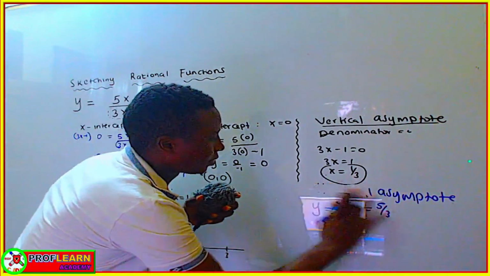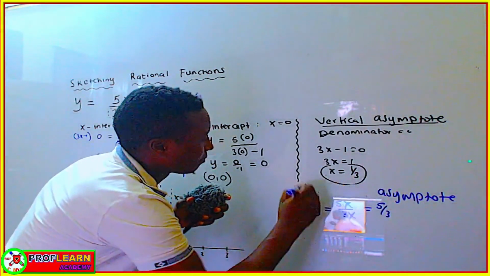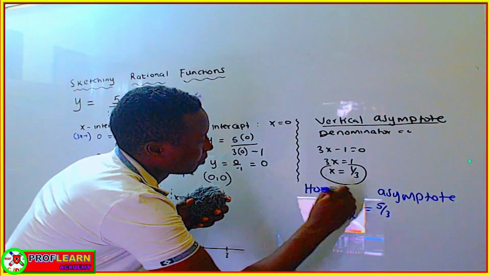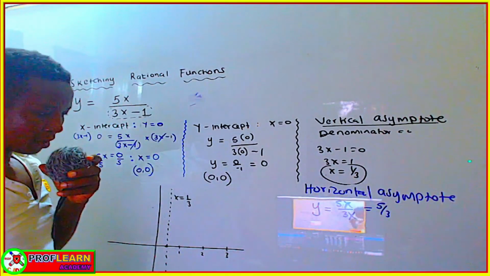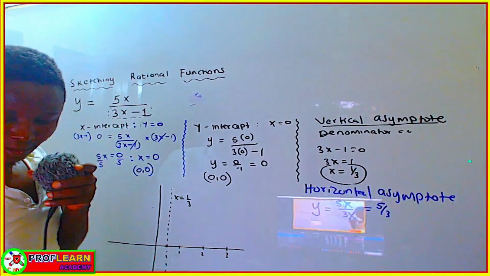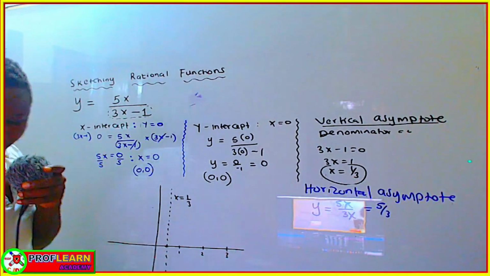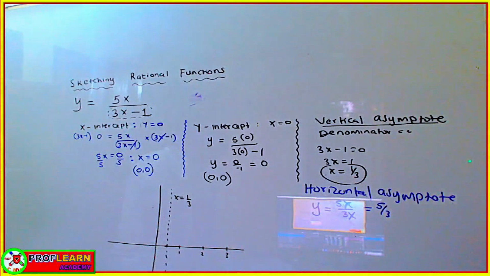This is actually horizontal. Let me write it properly. Horizontal asymptote. There are rules that we're going to use here. Number one, you need to know that if the top degree is less than the bottom, then the horizontal asymptote is going to be equal to 0. If the top is less than the bottom, you say the asymptote is equal to 0.